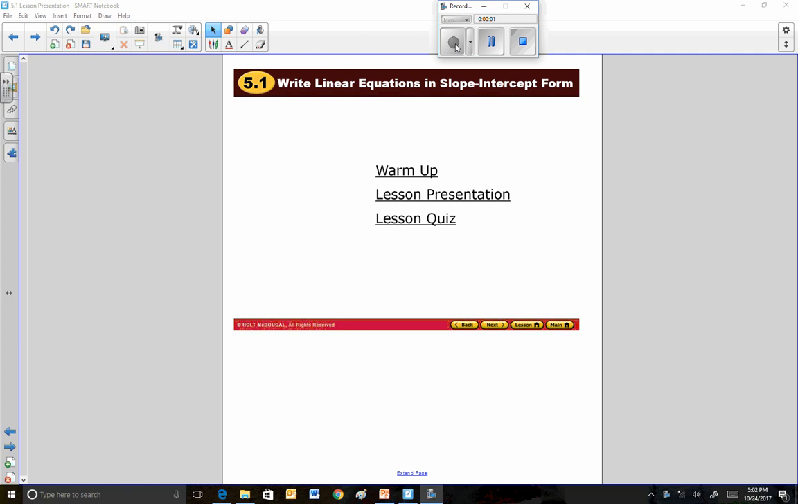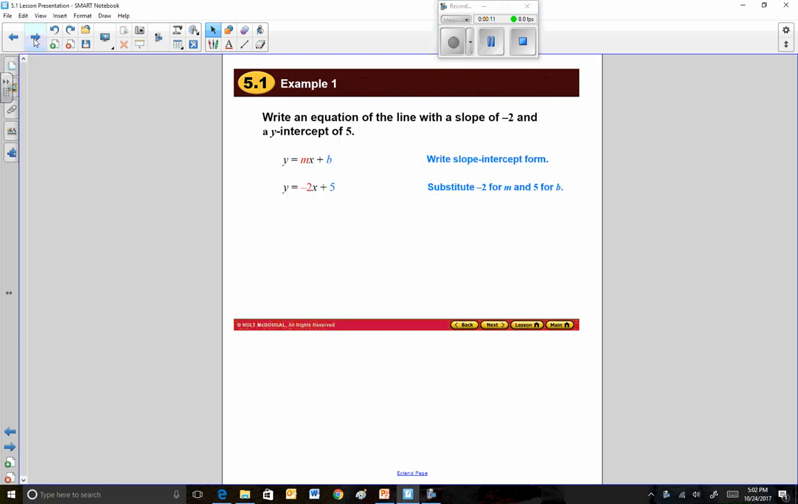Well, good afternoon. We are going to be learning about writing linear equations in slope-intercept form. And you think, well, we've already done this. But let's take a look at a little bit different approach. Okay? So right here, write an equation of a line with a slope of -2 and a y-intercept of 5.